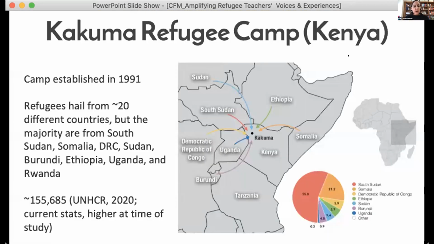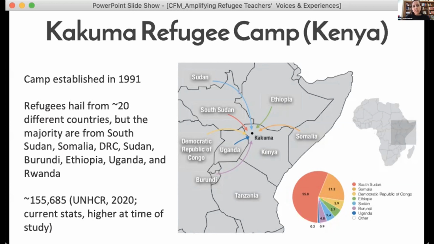So I started working in Kakuma refugee camp over 10 years ago. Many of you might know it's located in northwestern Kenya. It was established a very long time ago in the early 1990s. And there are refugees from multiple countries, the two biggest being South Sudan and Somalia.